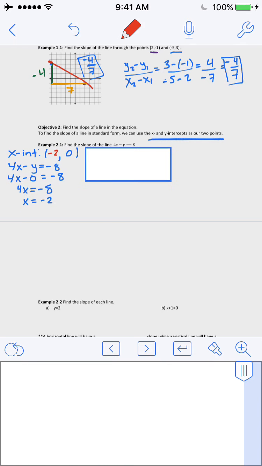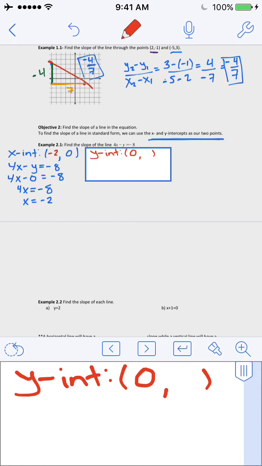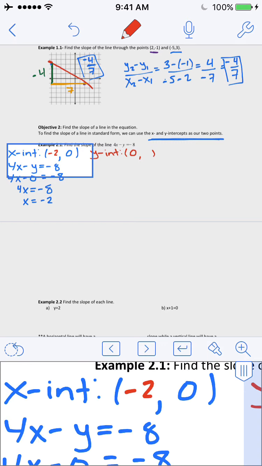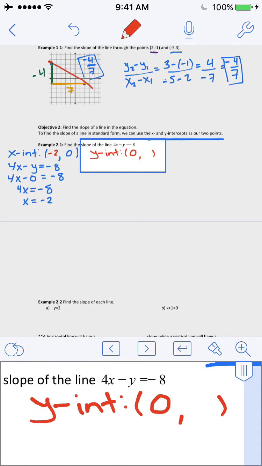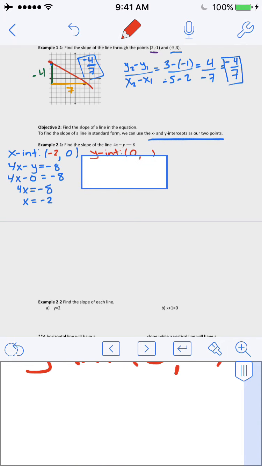All right, let's do the same process for the y-intercept now. So the y-intercept is the same yet opposite. Instead of looking at where the line crosses the x-axis, we're going to look at where it crosses the y-axis. When it crosses the y-axis, we've gone over nothing, so our x would be 0. So for the x-intercept, the y is 0. For the y-intercept, the x is 0. And so we'll plug in x equals 0.